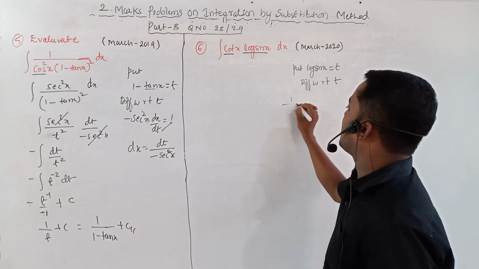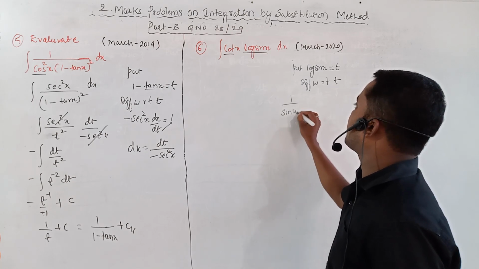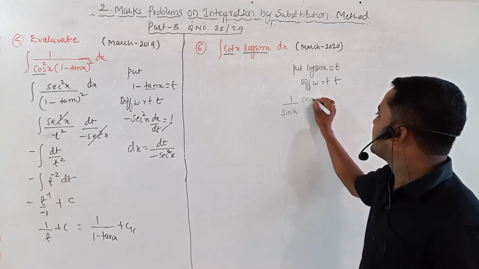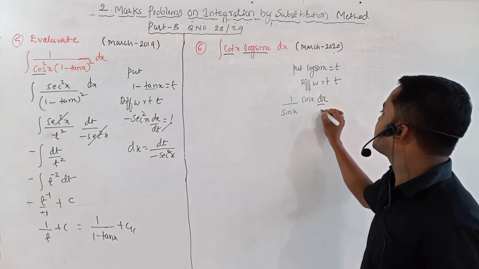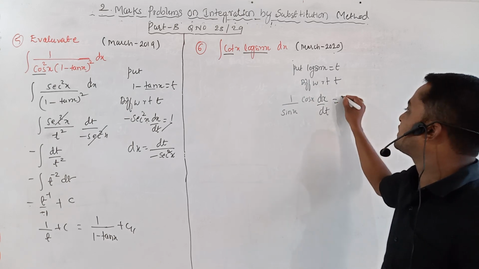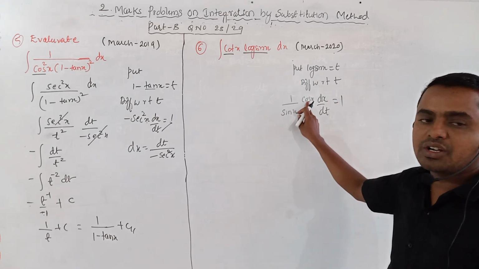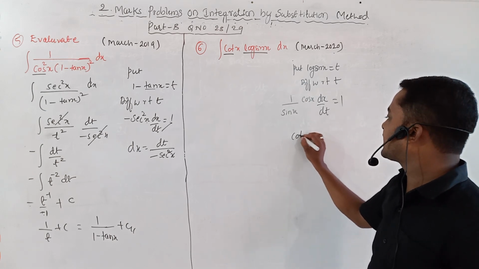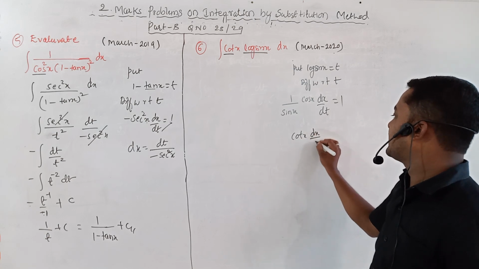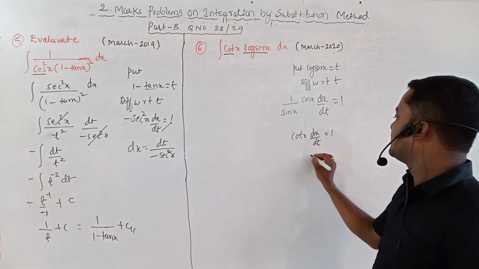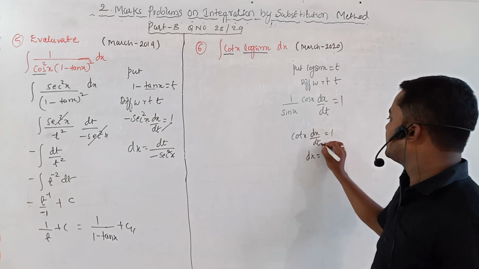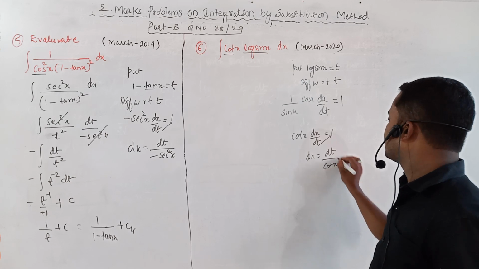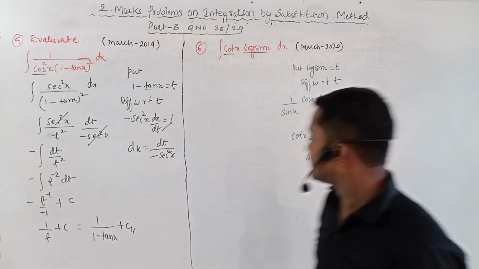Derivative of log is 1 by x. Instead of x, what is here? Sin x. Derivative of sin is cos x. Derivative of x with respect to t is dx by dt. Derivative of t with respect to t is 1. 1 into cos, cos by sin is cot x. So dx by dt is equal to 1. Now dx is equal to, cross multiply, dt divided by cot x.